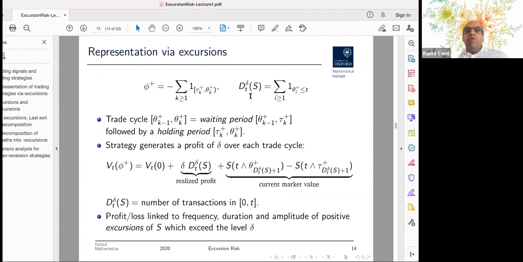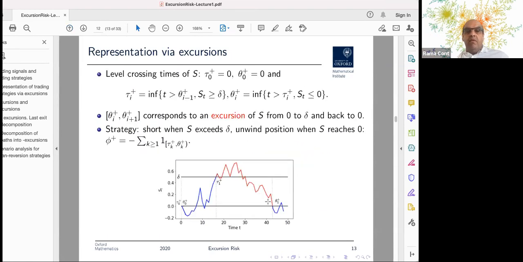And the number of trades you do between 0 and t is exactly the number of these cycles, which you can represent as a counting process d delta, whose event times are exactly these hitting times. So you count the number of times you reach delta from below after having reached 0. So this is a very specific definition. So we will call each of these intervals a trade cycle because they correspond to exactly one trade. And it's split, as we saw, into this blue and red part.